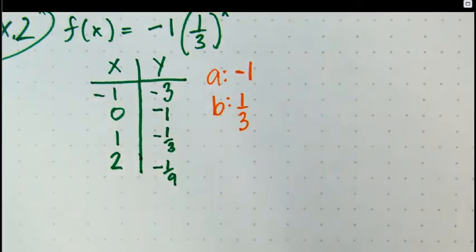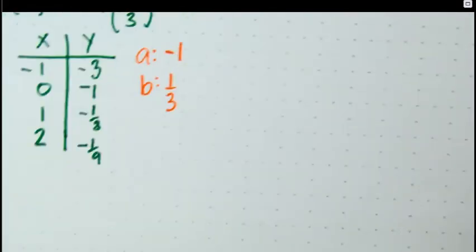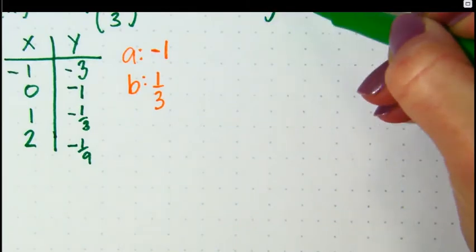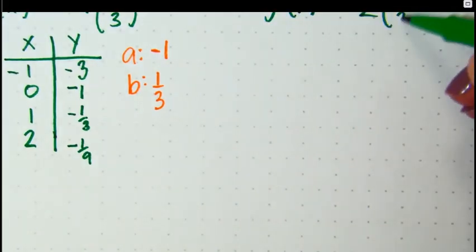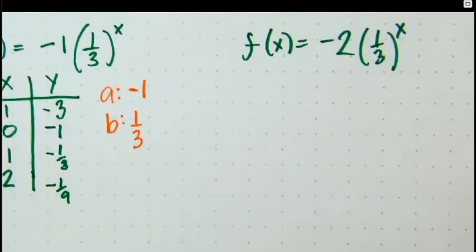No? Okay. All right, so let's look at a second function. Okay, so we have f of x equals -2 times 1/3 to the x.